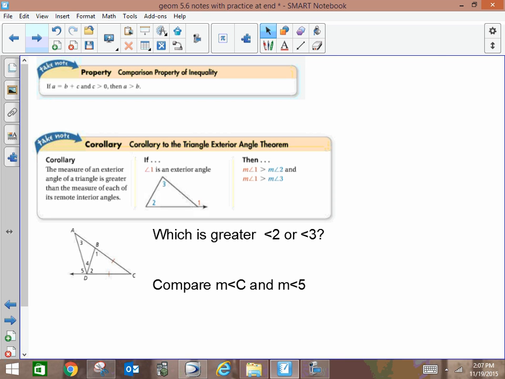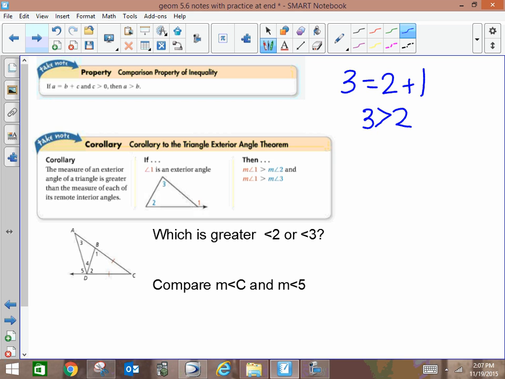Well, give me some numbers to put in there. Well, so 3 equals 2 plus 1. Is 3 bigger than 2? Yes, because if this is B and this is A, then to get to this number you have to add a positive number, so that number must be bigger in the first place. Okay?